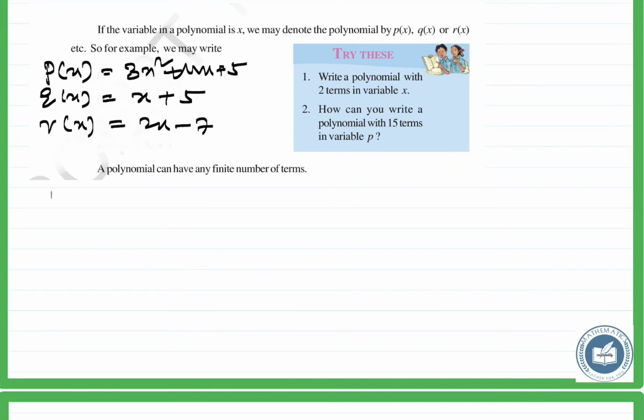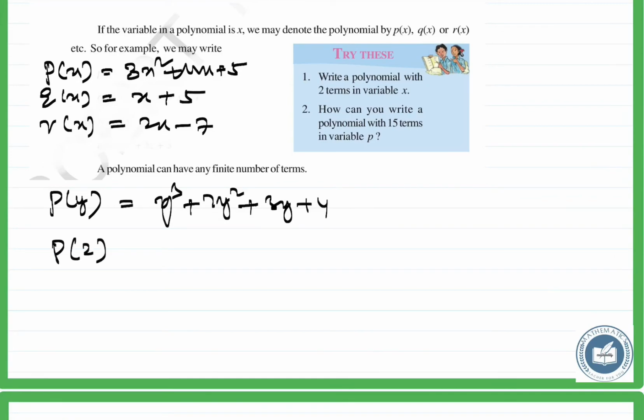Now it is only the variable x. Suppose you want to write p of y, variable y, you can write y cube plus 7y square plus 3y plus 4. This is a polynomial in the variable y. Suppose you write p of z: z square minus 6z plus 9. So this is also a polynomial in variable z.